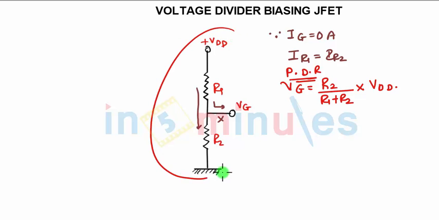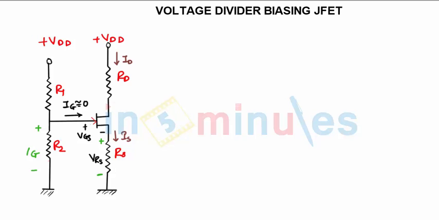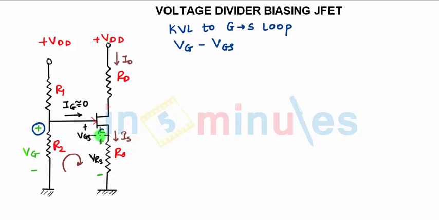Now we have reduced the circuit and found Vg. Our main aim was to find the gate voltage Vg, which is applied to the JFET. Now the circuit would be like this, with R2, R1. Applying KVL to the gate source loop, what will be the equation? Vg, with a positive sign, minus Vgs, with a negative sign, minus Vrs, with a negative sign, equals 0. So Vgs equals Vg minus Vrs.